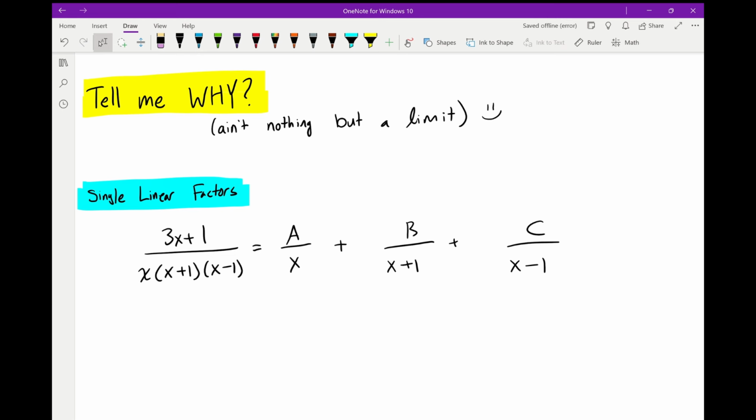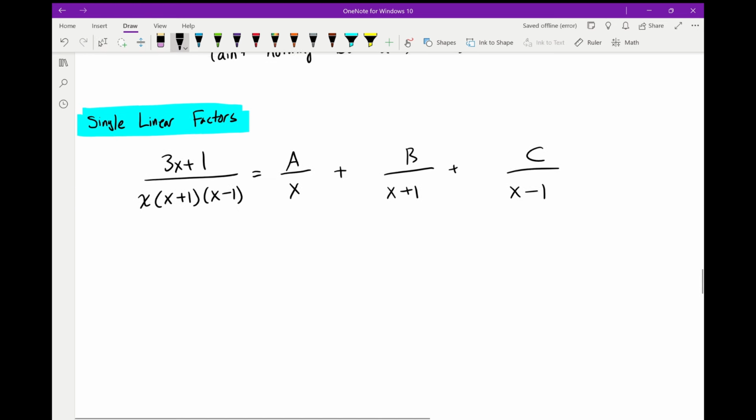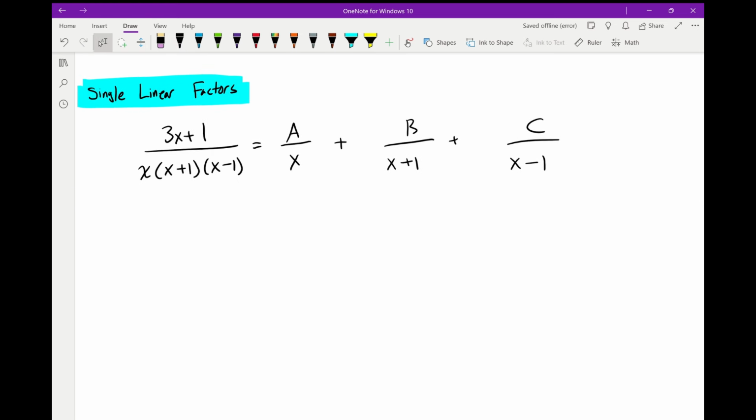Let's take a moment to explore why this trick works in the first place, and also why it doesn't work in the case of repeated factors or quadratic factors. So let's look at the first example that we did. Well, how does this work?